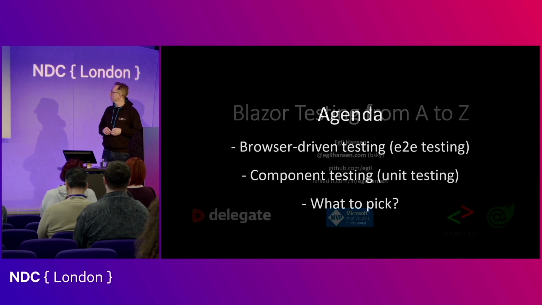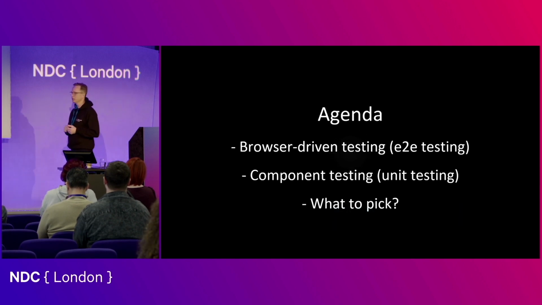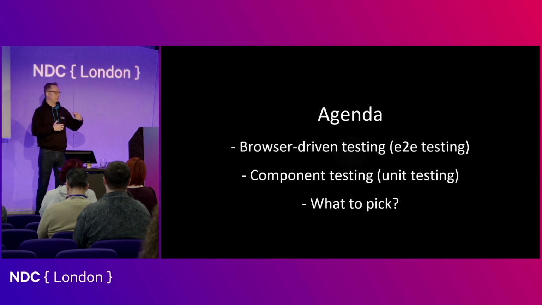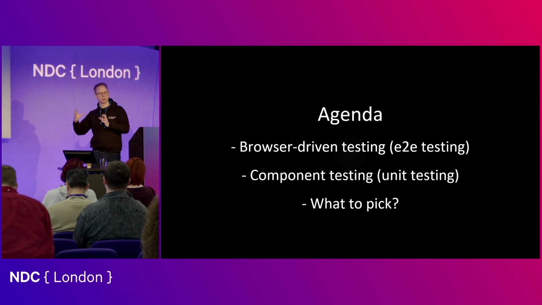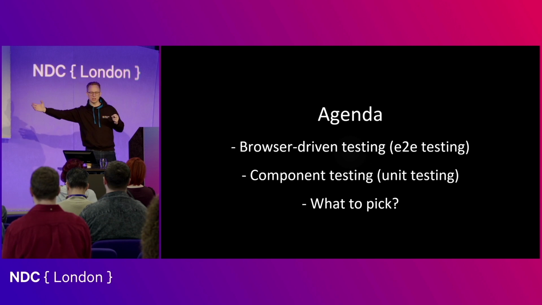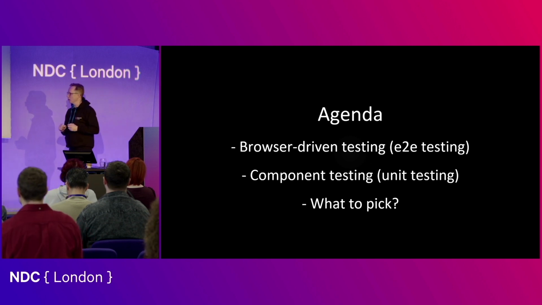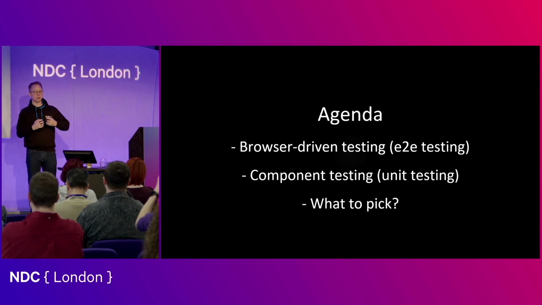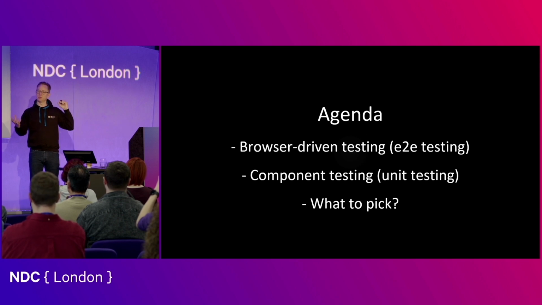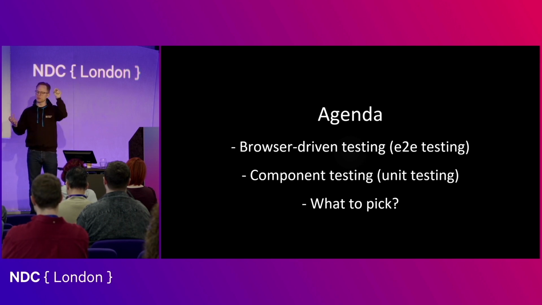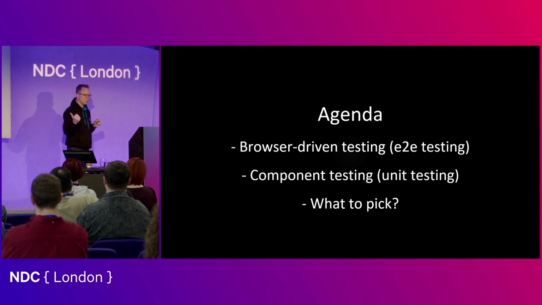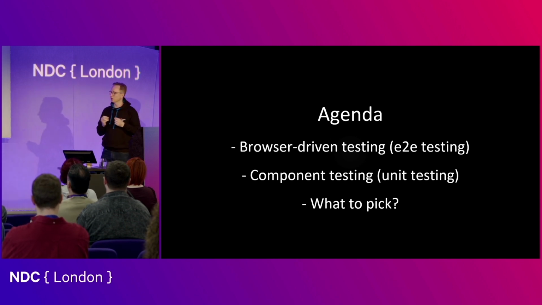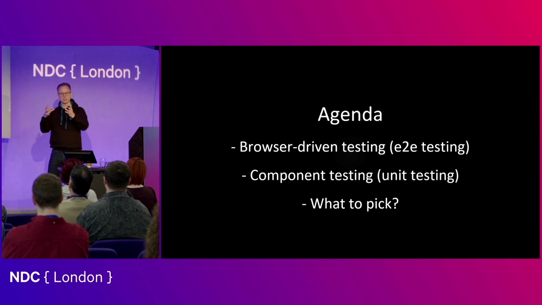So, Blazor testing. What we will cover today is what I would like to call browser-driven testing. It might be called end-to-end testing as well, but that's really up to you if you want to go all the way to the end of your application or not. Browser-driven testing means that we take a browser, we open up our web app in that, and then we use code to drive the browser to do things on our behalf. So we automate that. And the second part, we will look at component testing. Component testing or unit testing is where we test our Blazor components in isolation from the rest of the application.